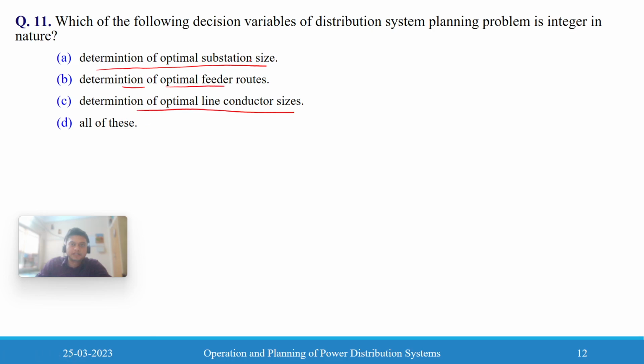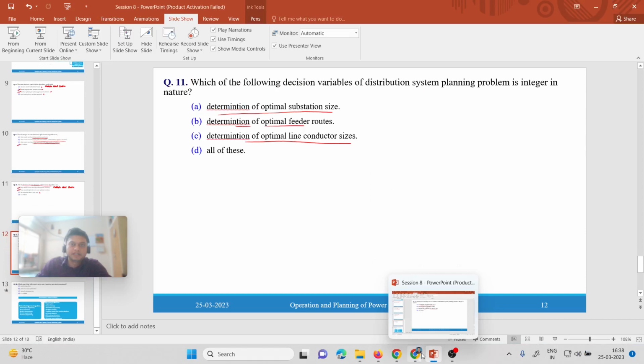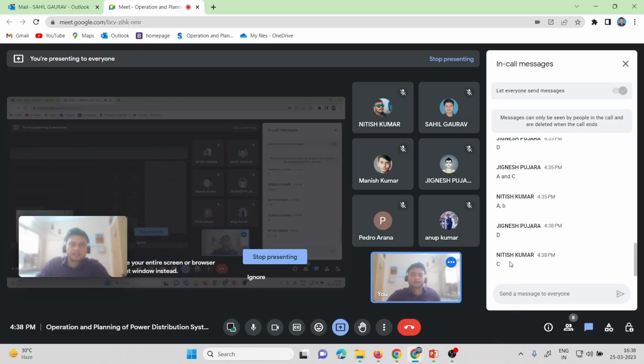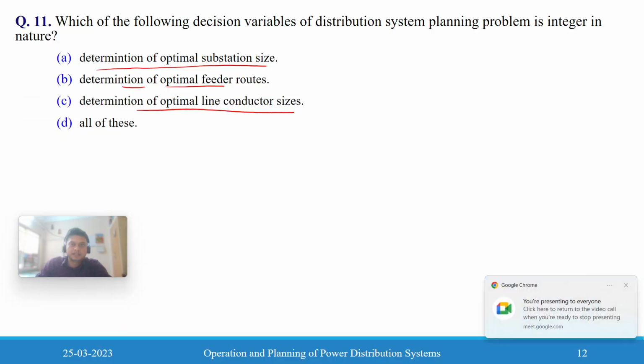Here in this question, it is asked which of the following decision variables are integer in nature. Jignesh and Nitish are saying C. So Jignesh is right, D is the correct option. All of these decision variables are integer in nature, so D is the correct choice.